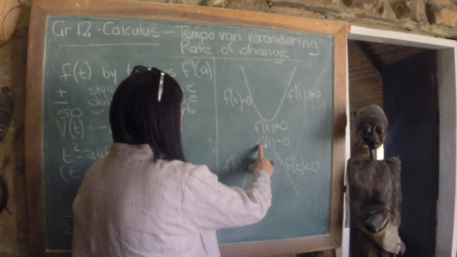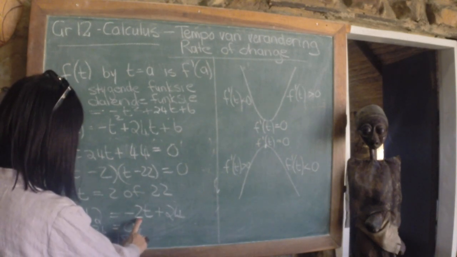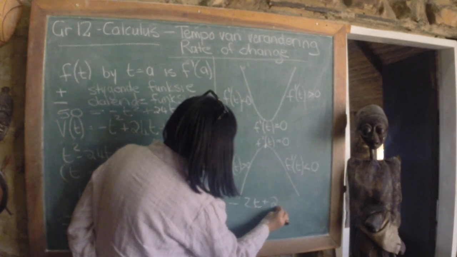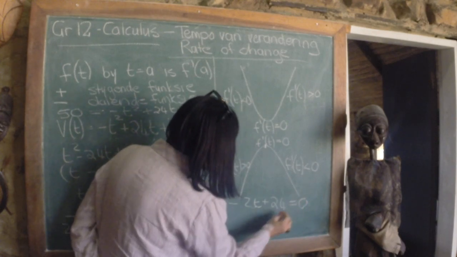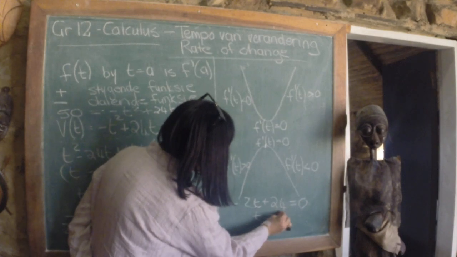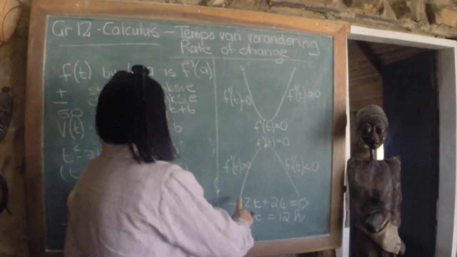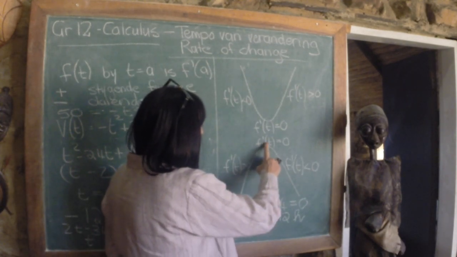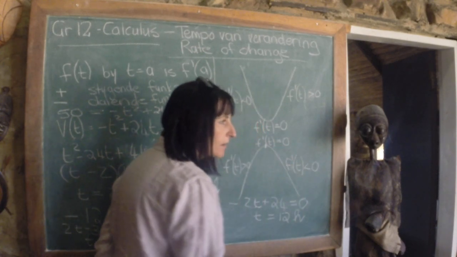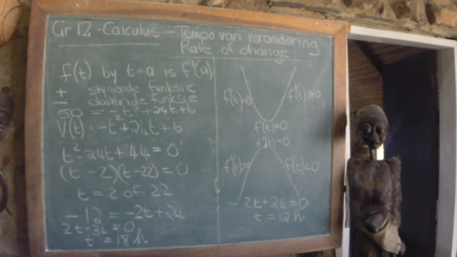I am going to set my derivative equal to 0. Where is my derivative? Minus 2t plus 24 is equal to 0. So then, if you determine your t, it's going to give you 12 hours. So after 12 hours your increasing function gets a turning point and then starts to decrease again as a decreasing function after 12 hours.